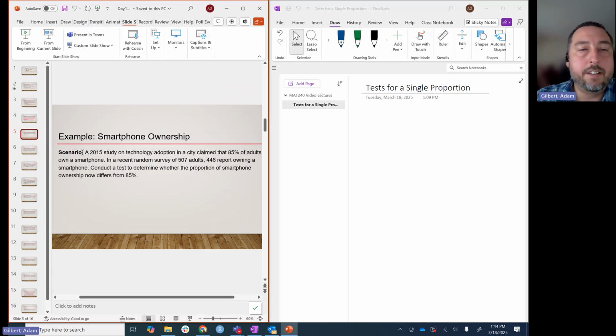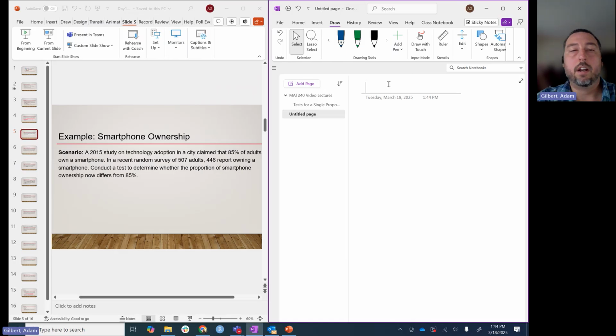The scenario here says that a 2015 study on technology adoption in a city claimed that 85% of adults own a smartphone. In a recent random survey of 507 adults, 466 reported owning a smartphone. Conduct a test to determine whether the proportion of smartphone ownership now differs from 85%. So I'm going to add a page to my OneNote notebook here, and I'm just going to label this smartphone ownership to keep our work kind of organized.